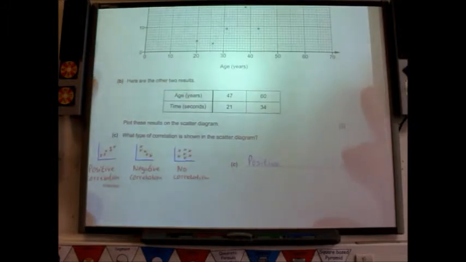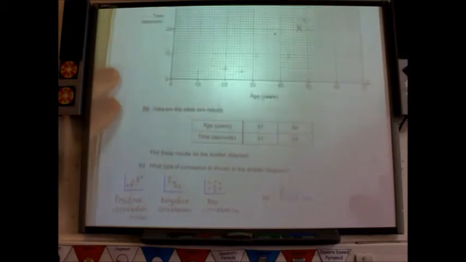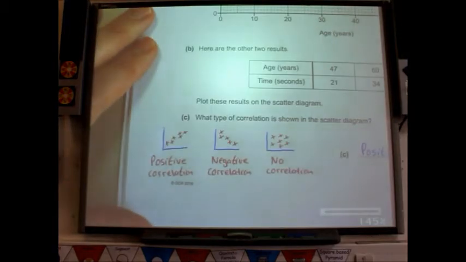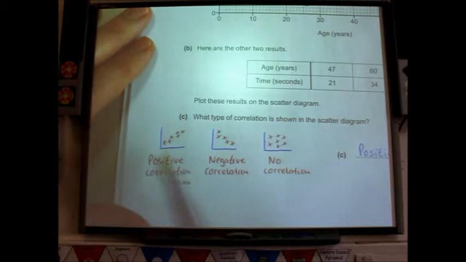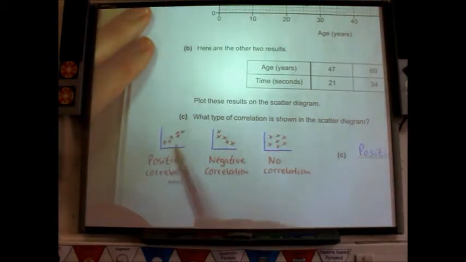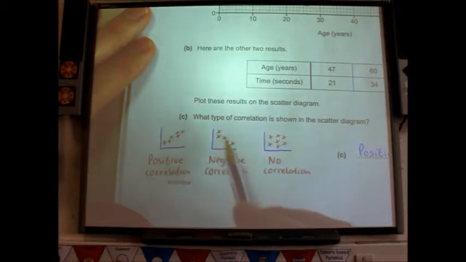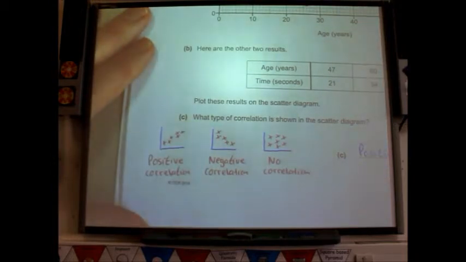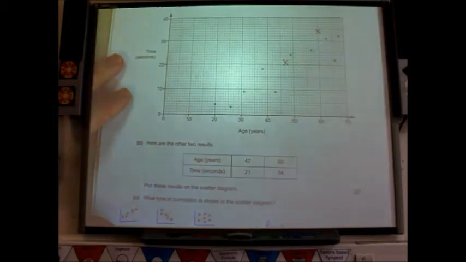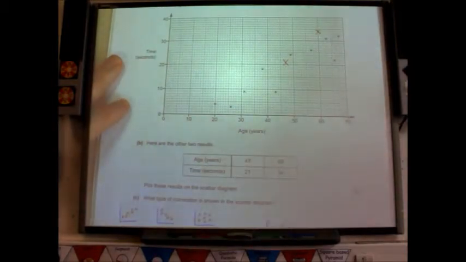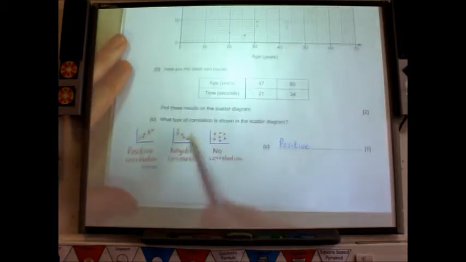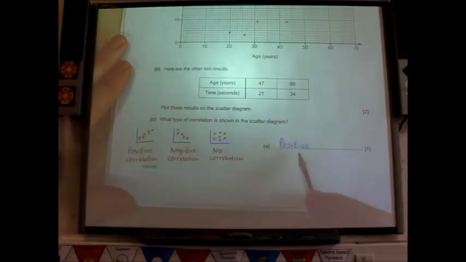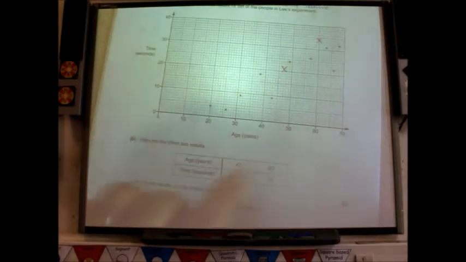What type of correlation is shown in the scatter diagram? Right, you need to be aware of this. I've done a little diagram here. If your scatter diagram looks like that, it's a positive correlation, and you remember that because it's going up. If it looks like this, it's a negative correlation, because it's going down. And if they're all over the shop with nothing really going on, it's no correlation. So let's have a look at our scatter graph. I think it's fair to say they're going up, so I'd suggest that is a positive correlation. So what type of correlation is shown by the scatter diagram? A positive one. We're going to come back to this diagram in a moment, but I want to show you the next question.